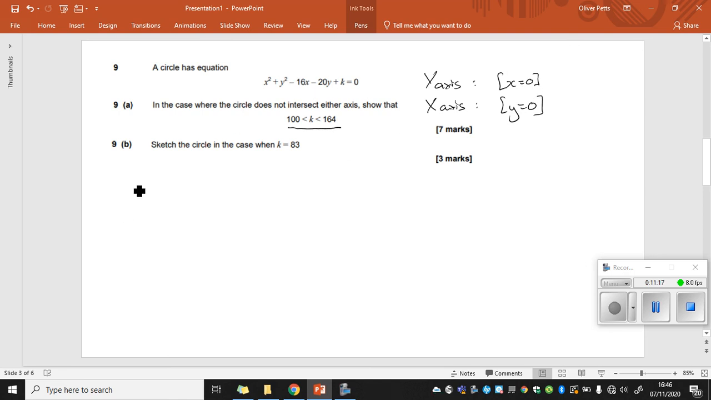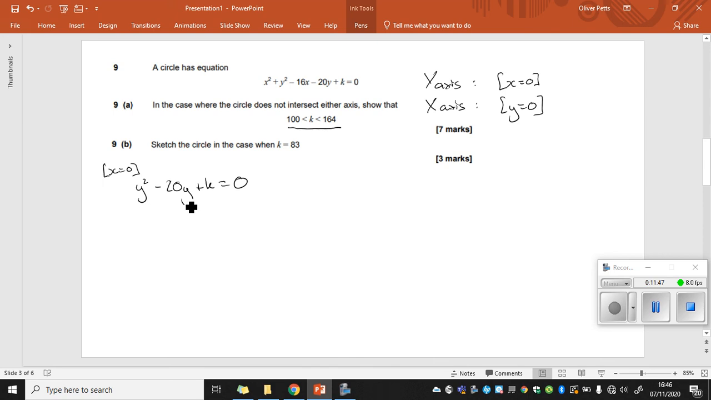If I replace x with 0, the x squared and minus 16x will disappear, and I'm going to end up with y squared minus 20y plus k is equal to 0. So that's in the case when x equals 0. So I have an equation here. Now the thing is, if I end up with any solutions for y, that's actually going to reveal y-intercepts. I don't want there to be any y-intercepts, so I don't want any solutions to this quadratic.